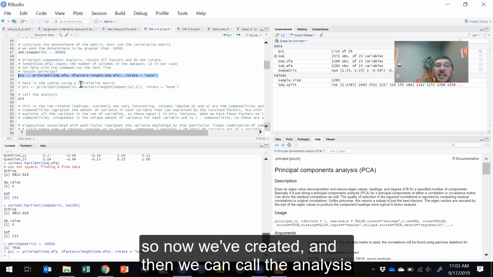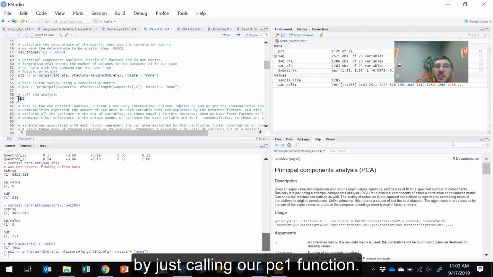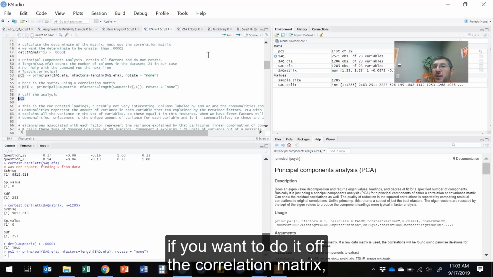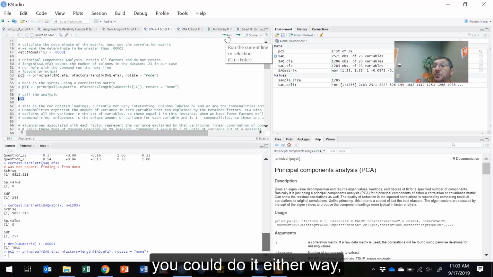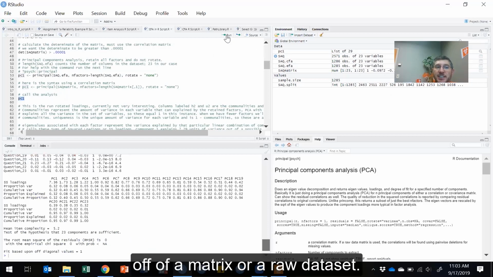So now we've created it, and then we can call the analysis by just calling our PC1 function. There's some syntax in here if you want to do it off the correlation matrix. You could do it either way, off of a matrix or a raw data set.